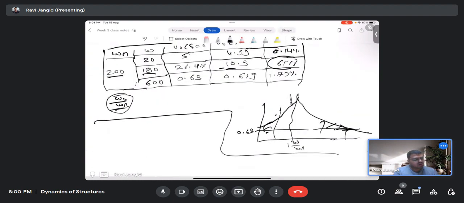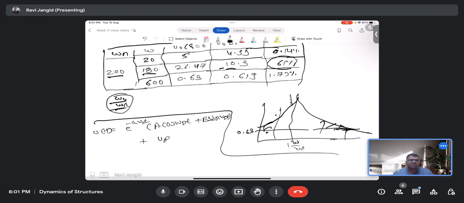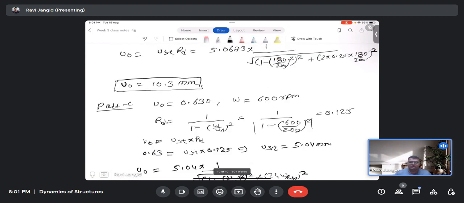the solution of the damped system, what is the solution? u(t) is equal to e raised to the power minus xi omega t, into A cos omega_d t plus B sin omega_d t, plus some particular solution. From that only we will get the natural frequency. You have the omega_d, and you know the relation between omega_d and omega_n, then you can calculate. Are you doing the same?